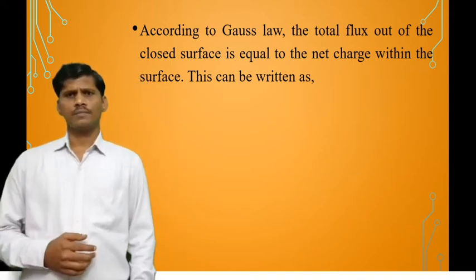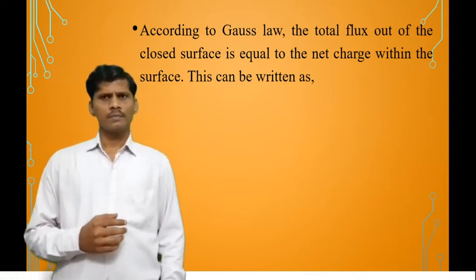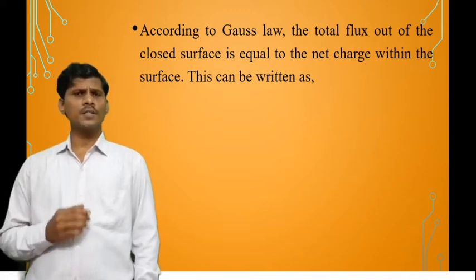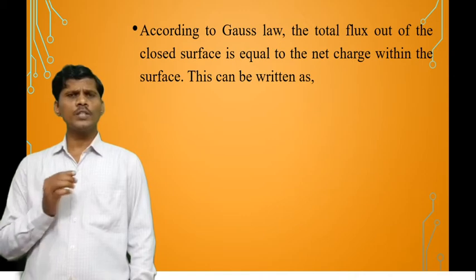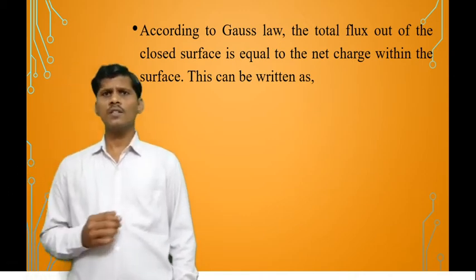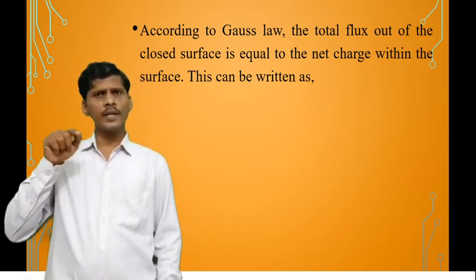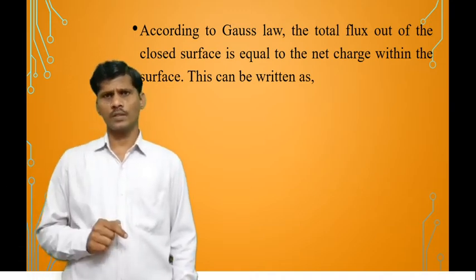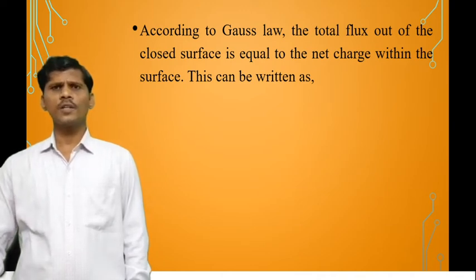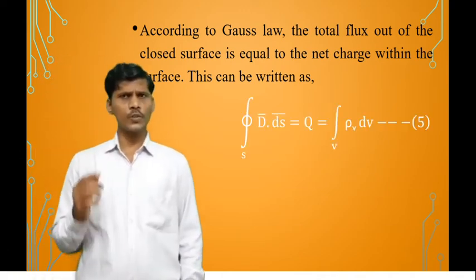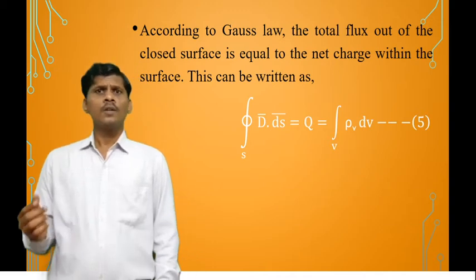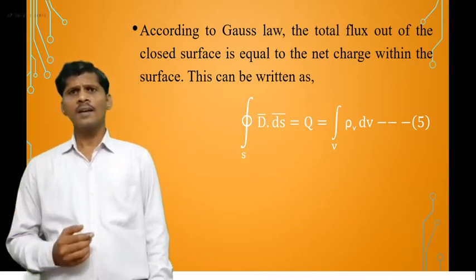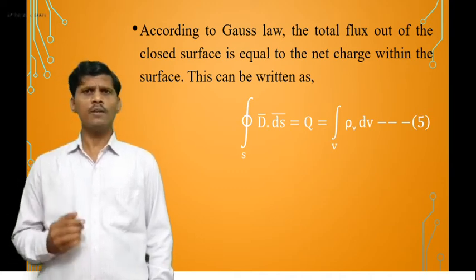According to Gauss law, the total flux out of the closed surface is equal to net charge within the surface. What is the Gauss law? The flux passing through any closed surface is equal to charge enclosed by that surface. That is, closed surface integral of d bar dot ds bar is equal to q. That is equal to open volume integral of rho v into dv. So this is another Maxwell equation for time varying fields.